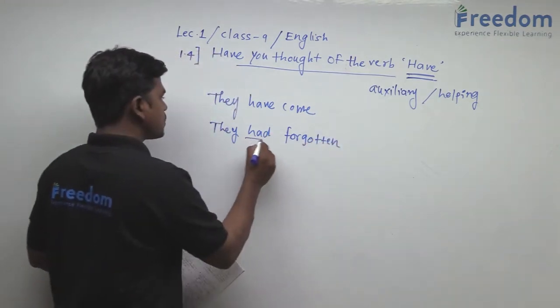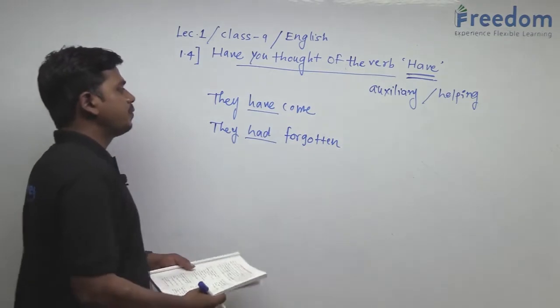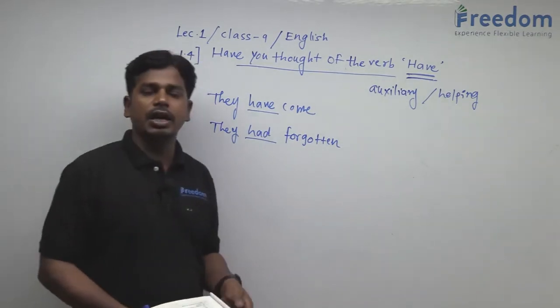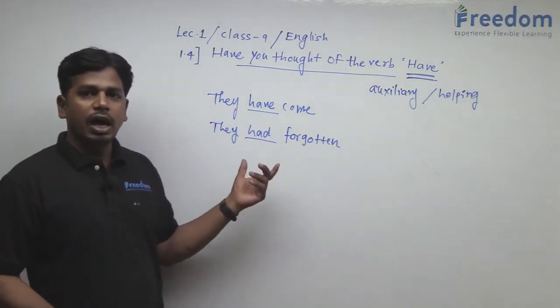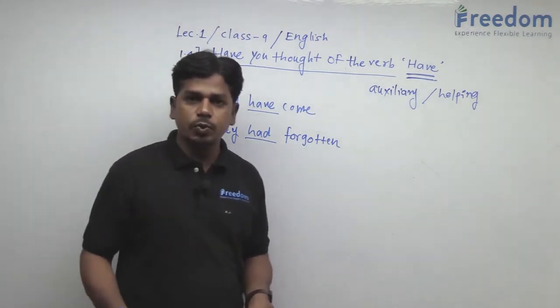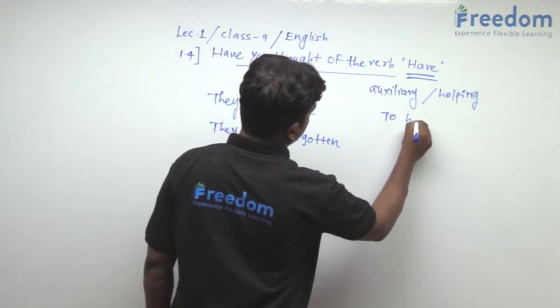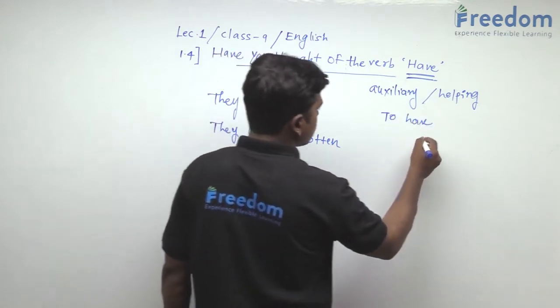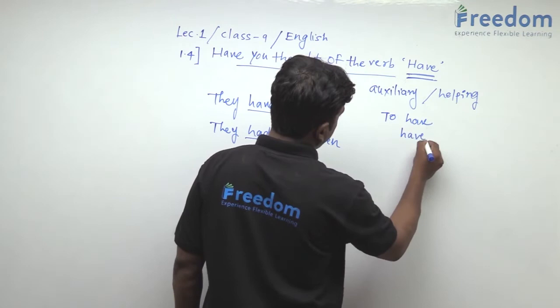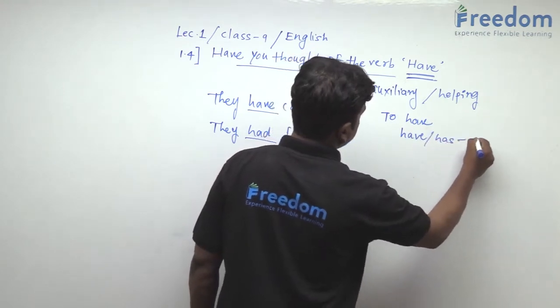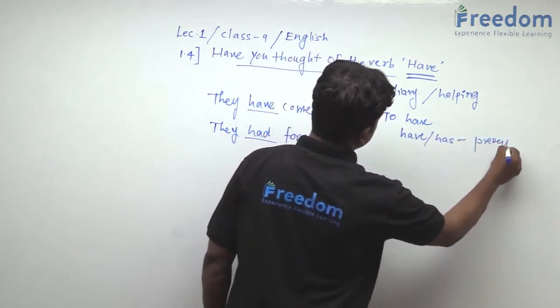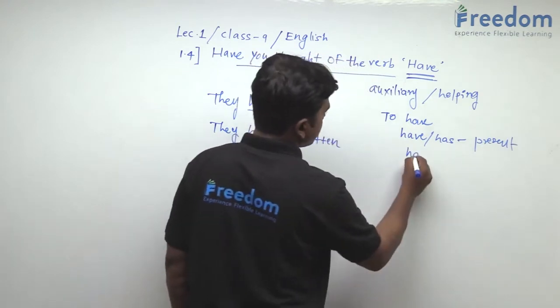Now in these two sentences, students, see that in the first sentence "have" is used, and in the next sentence "had" is used. Okay, so why? So here the forms of "to have" are, okay, one is "have" and "has" in the present tense and "had" in the past tense.